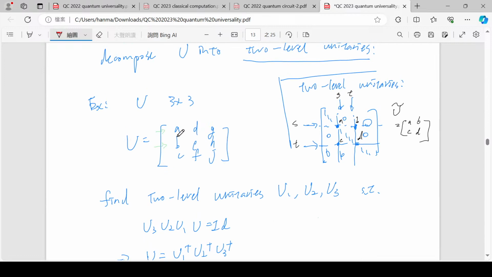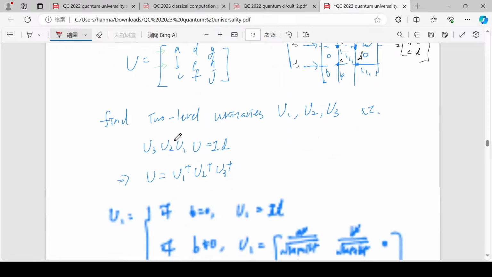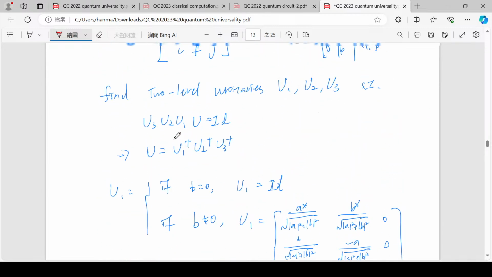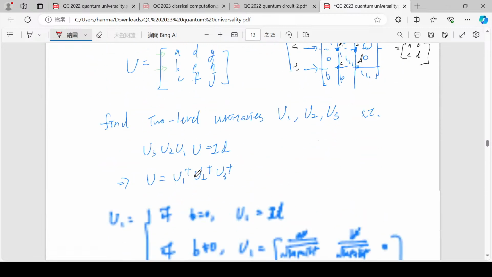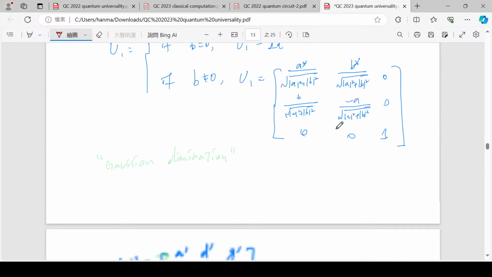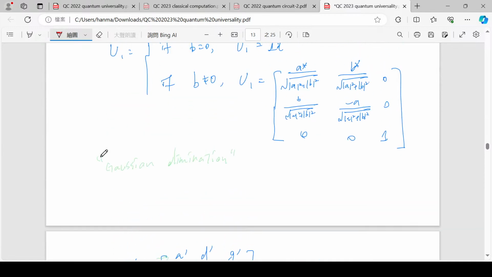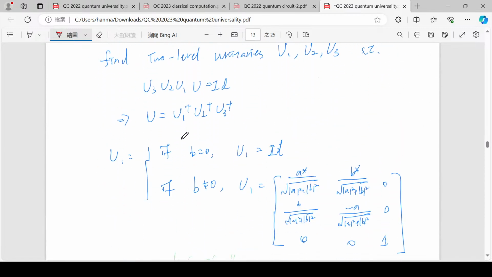So say we want to do Gaussian elimination kind of stuff. We want to multiply U with a two-level unitary such that this B will become 0. If B is already 0, then you do nothing. And if B is not equal to 0, then you have this two-level unitary. So S and T are here. You have those 4 elements that depend on A and B. And you can check that it's a unitary.